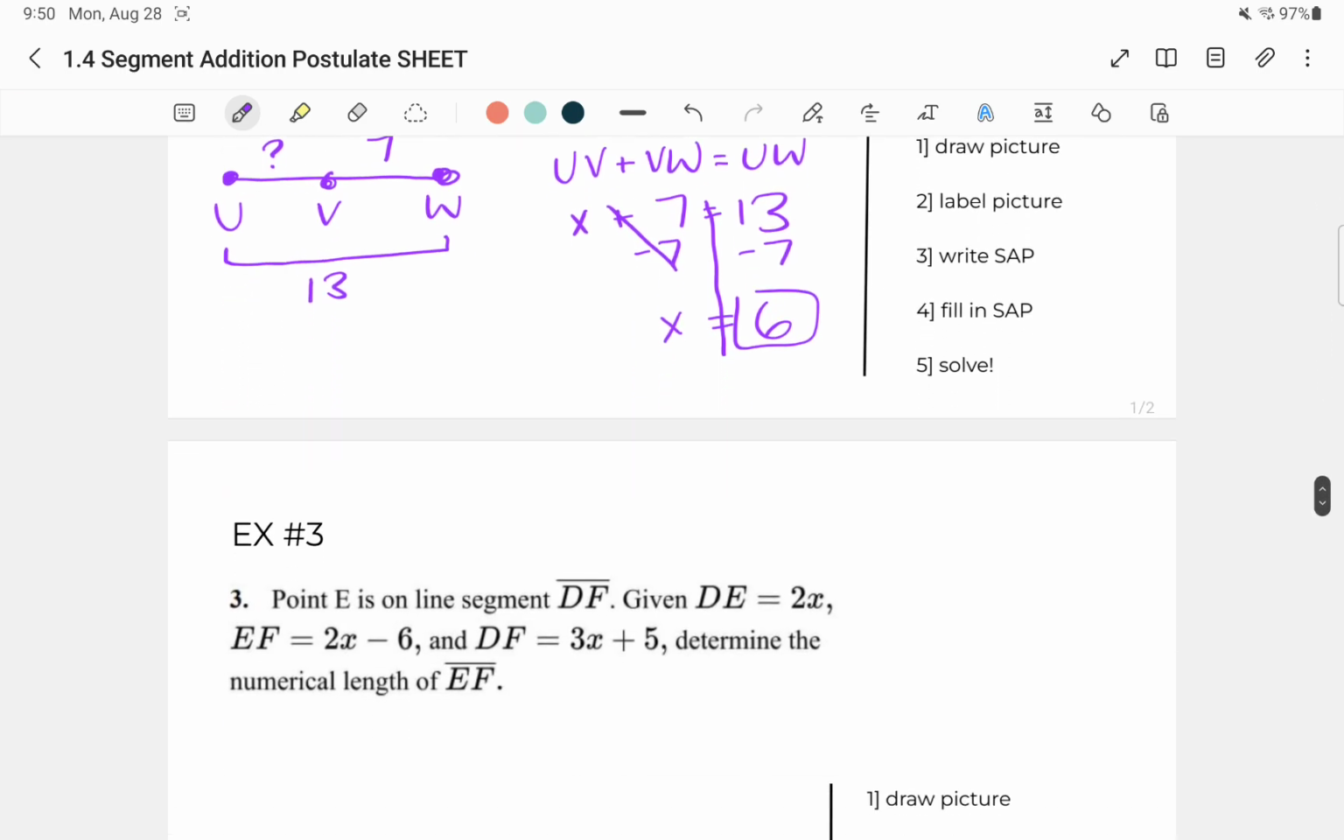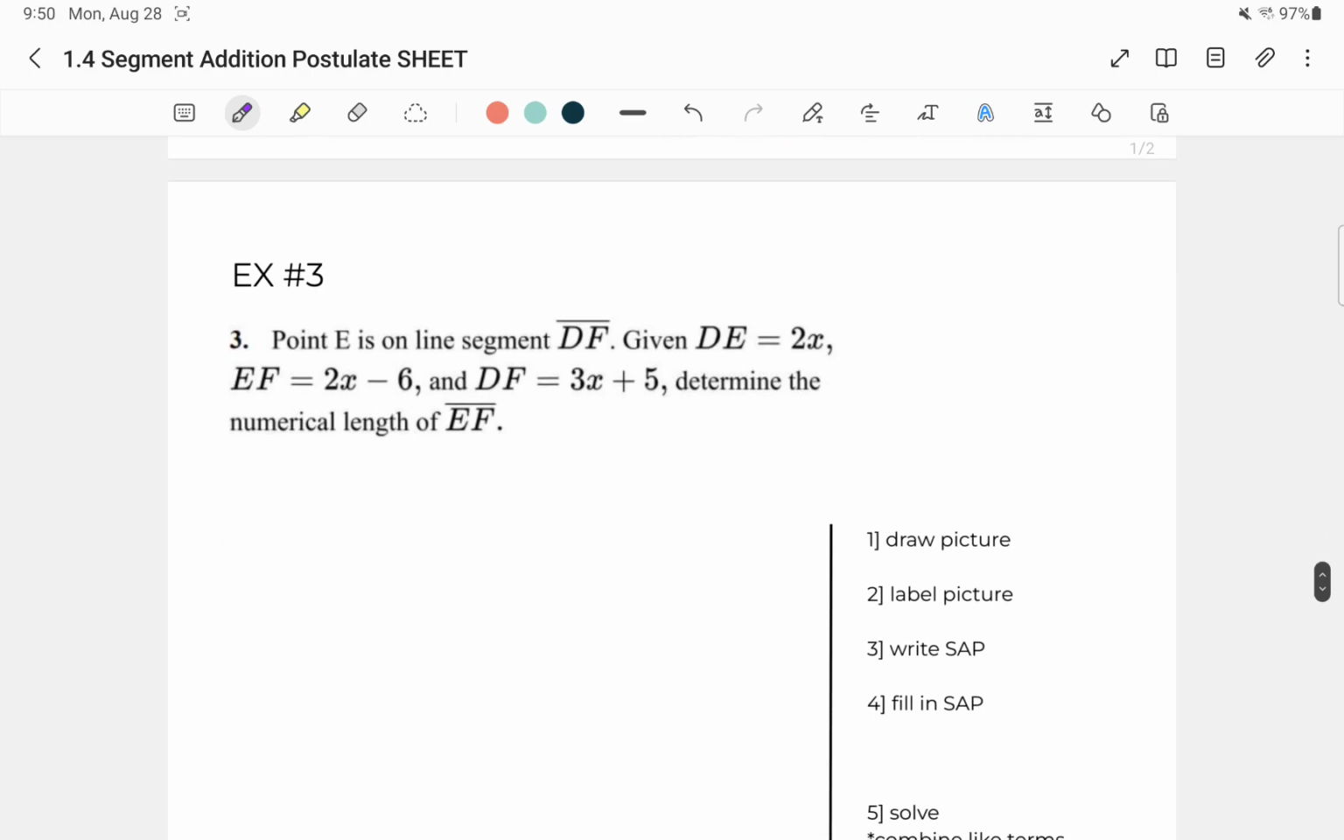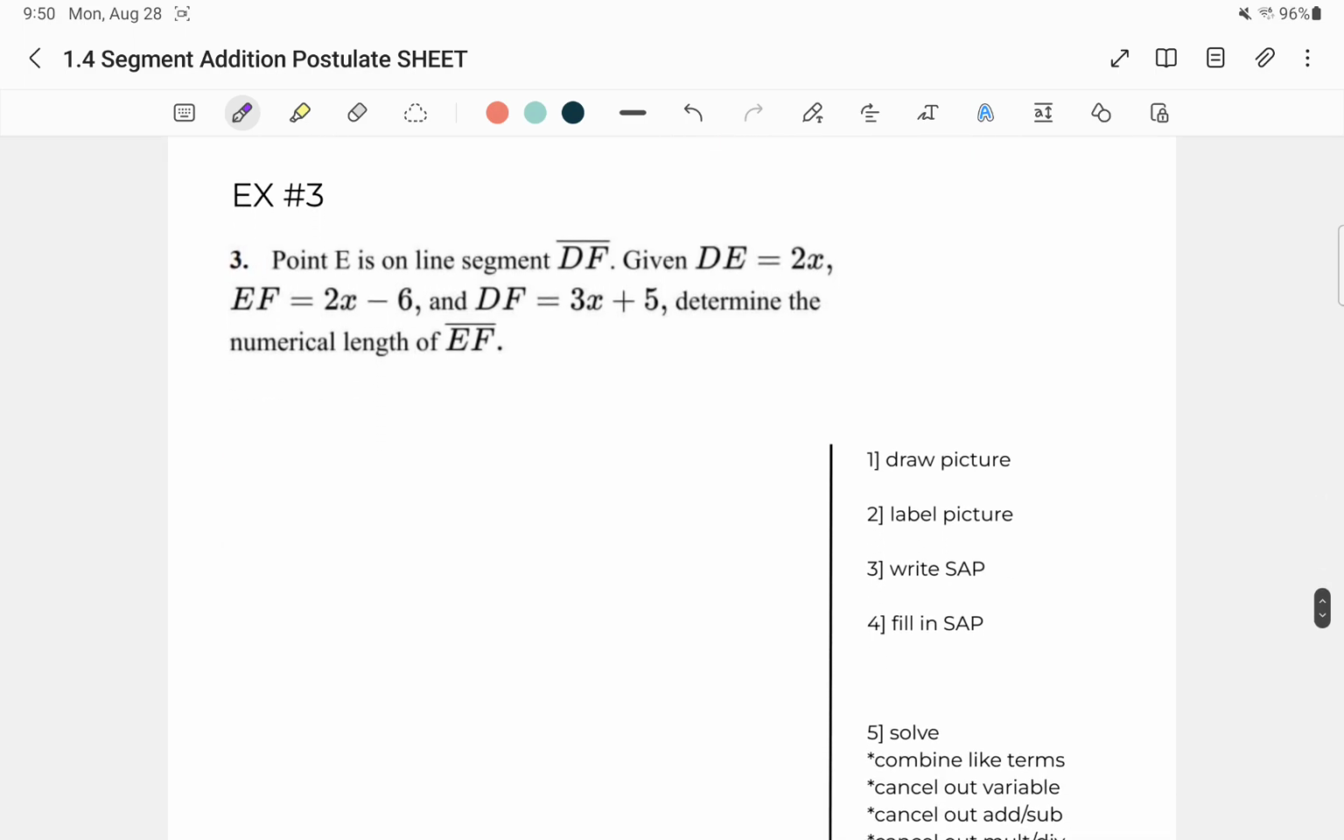Example number 3 is a little bit longer and more steps because now we're going to throw in some algebra. So the first part is just like the other ones where I'm going to first draw and label and write. So I wanted to get you guys used to that. So let's draw our picture.